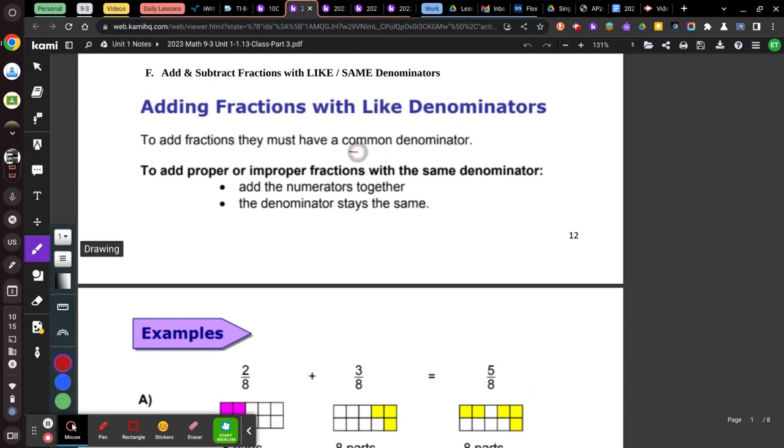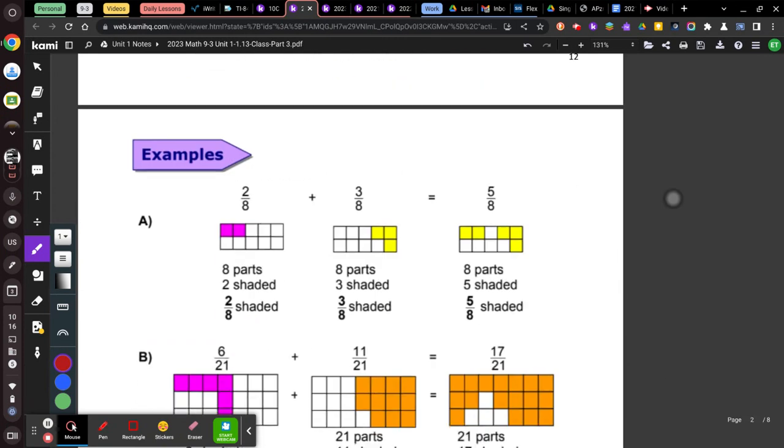So we're going to highlight or circle common denominator. All that means is the bottom must be the same. Please write this down. Okay, so the bottoms of your fractions must be the same. It says to add proper or improper fractions, the bottom numbers need to be the same.